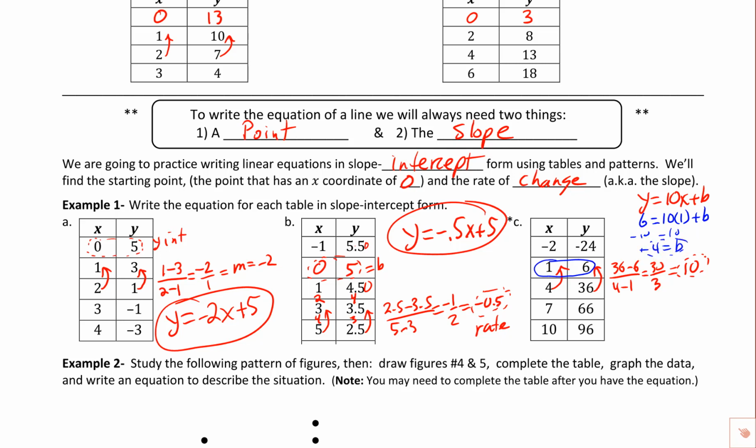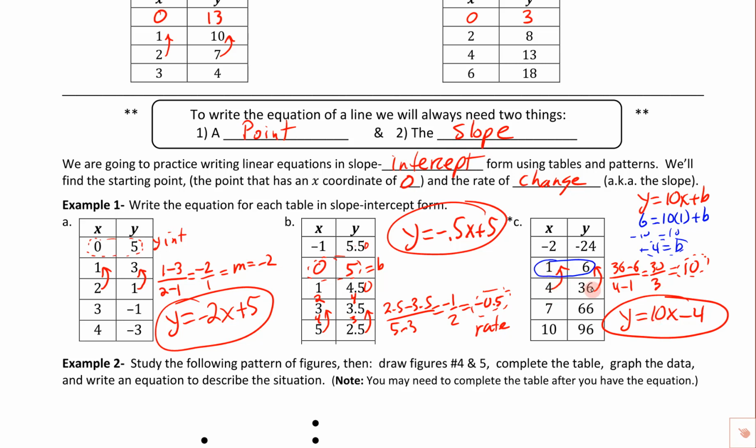So I've got the slope and I've got the y-intercept there. So we're going to write down y equals 10x minus 4. Okay, so there is the equation. Now let's check and see if this actually works. Unlike these two problems over here on A and B where we had an initial point, we had that y-intercept, this one we didn't, so let's check and see if we've got this equation right.